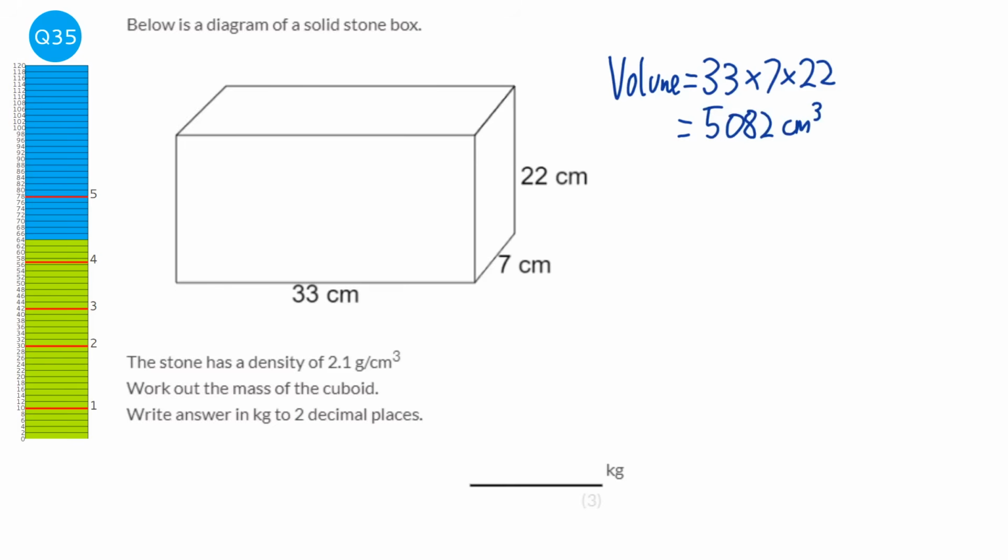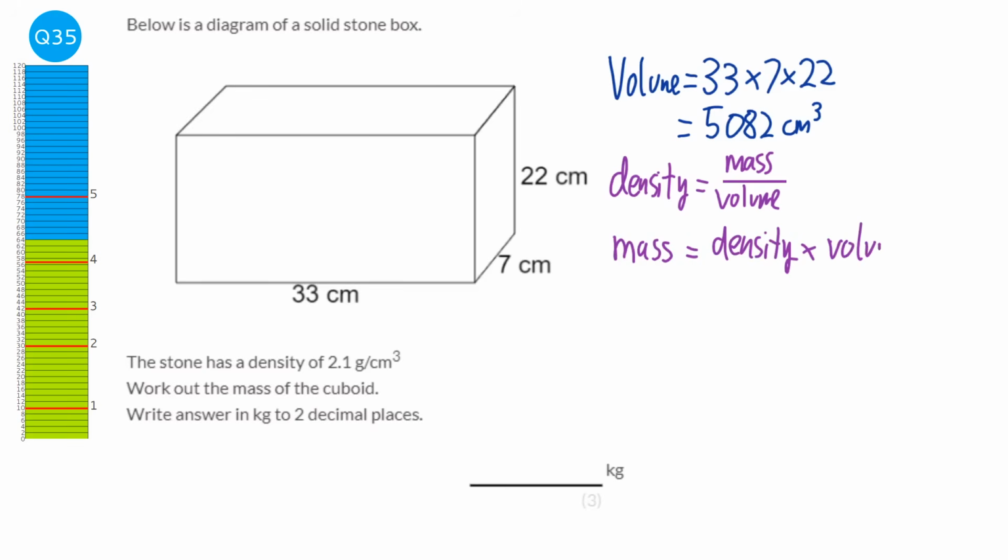And we need to write down the formula for density. So density is the mass divided by the volume. So rearrange this to get mass on its own, because that's the thing we're looking for. So mass equals density times volume. Density is given to us in the question as 2.1 grams per centimeters cubed. Times that by the 5082 for the volume, and we get the answer of 10,672.